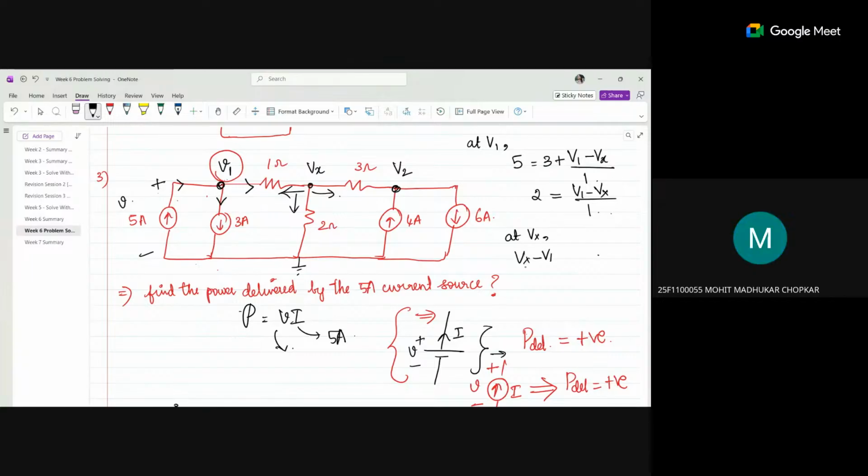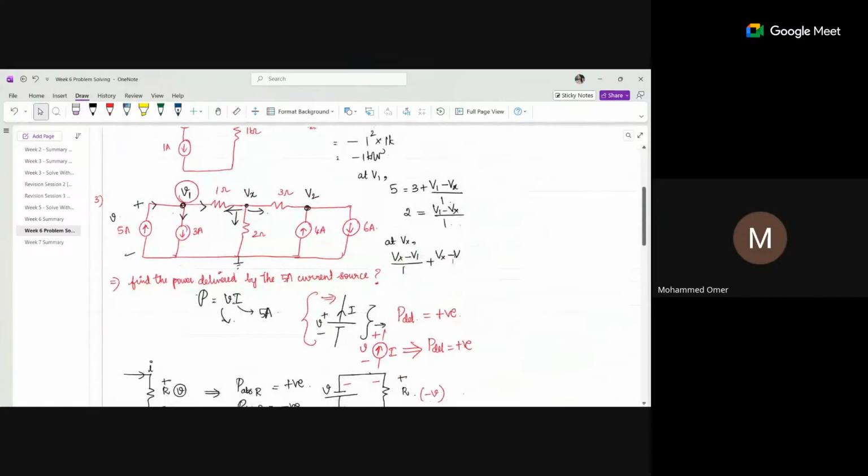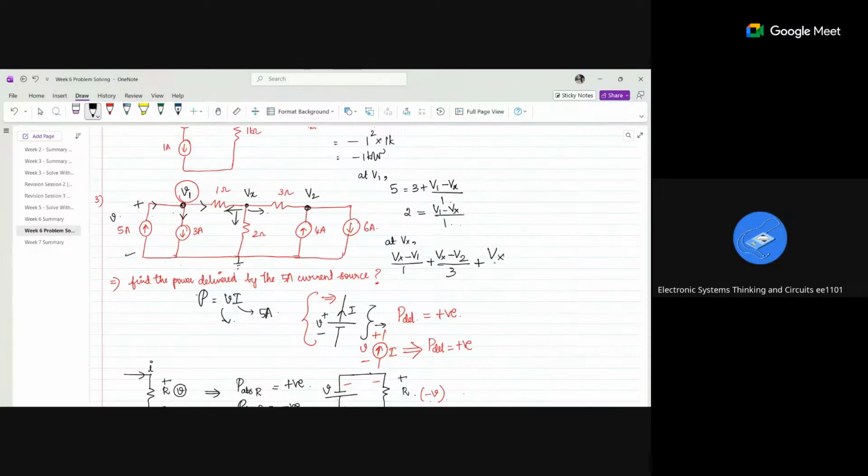Vx minus V1 divided by 1, plus Vx minus V2 divided by 3, plus Vx by 2 will be equal to 0. At V2, this is leaving, this is entering, this I will assume as leaving. So V2 minus Vx divided by 3 plus 6 equals 4. So V2 minus Vx divided by 3 is equal to minus 2.